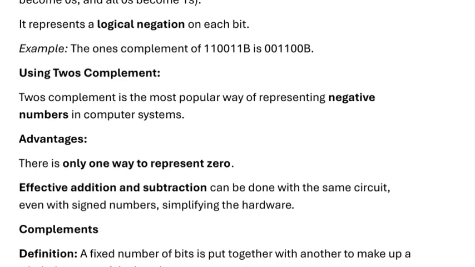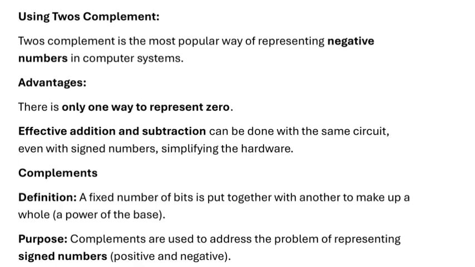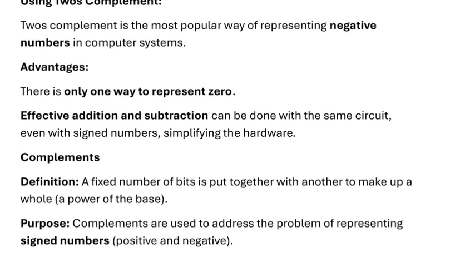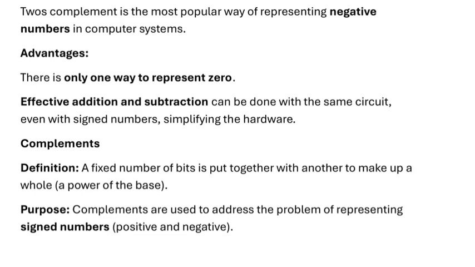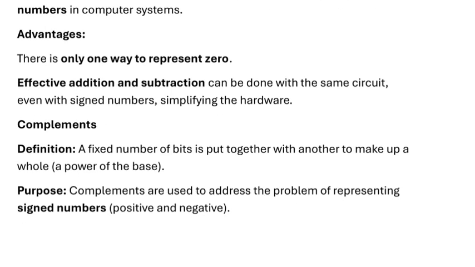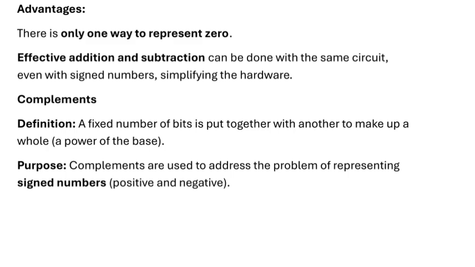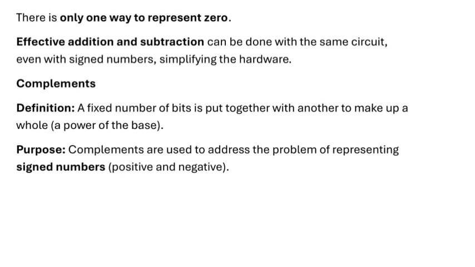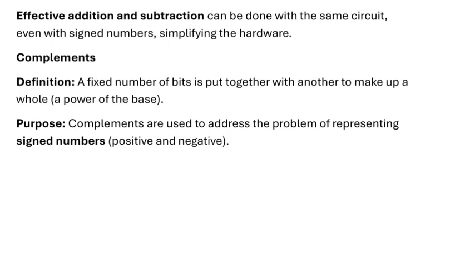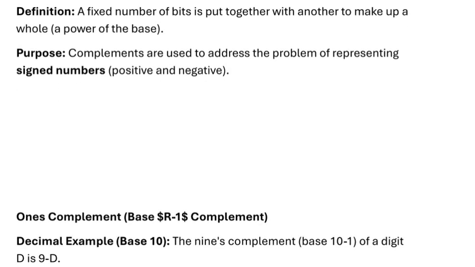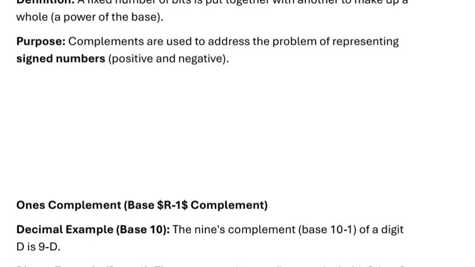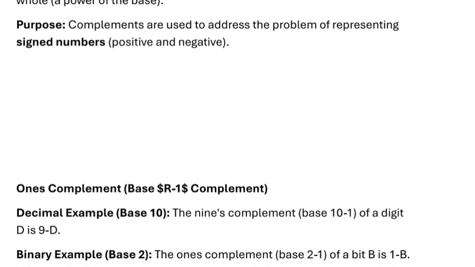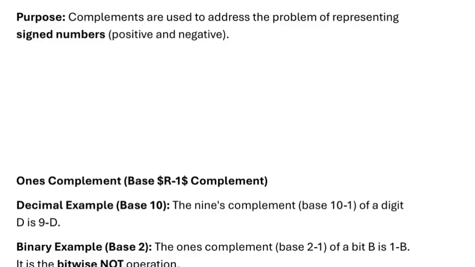Using twos complement is the most popular way of representing negative numbers in computer systems. Advantages: there is only one way to represent 0. Addition and subtraction can be done with the same circuit, even with signed numbers, simplifying the hardware. Complements definition: a fixed number of bits is put together with another to make up a whole, a power of the base. Purpose: complements are used to address the problem of representing signed numbers, positive and negative.